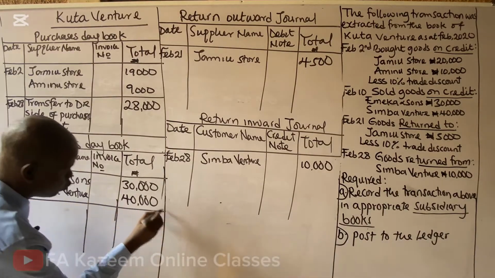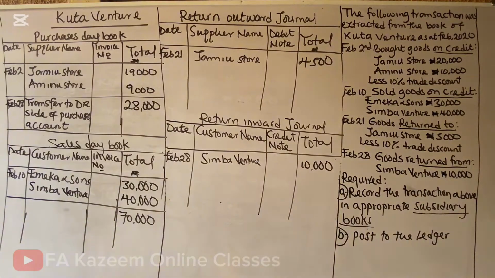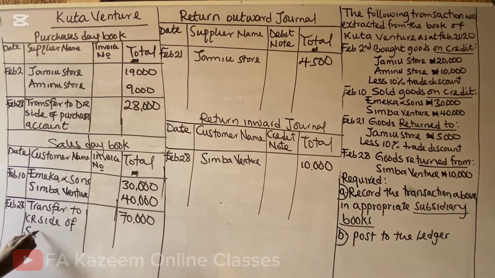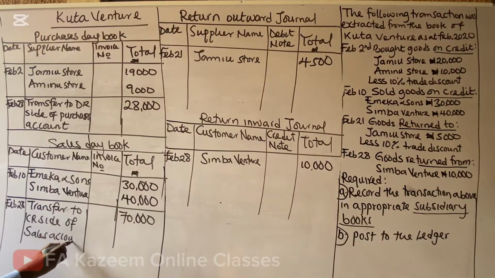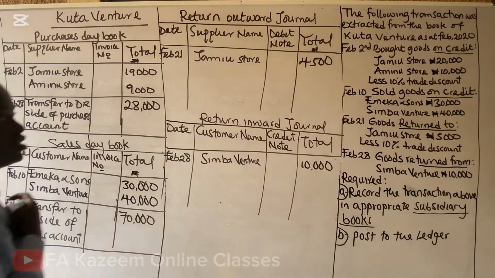For the sales day book, we add it together. This is 70,000, meaning in the month of February, the total goods sold on credit is 70,000 from all their customers. We also come here, February 28th, meaning they are selling the goods out. We now say transfer to credit side of sales account, meaning when it gets to ledger, it will be transferred to credit side.